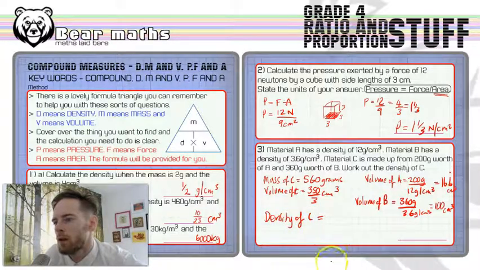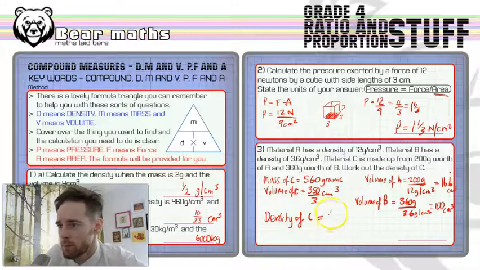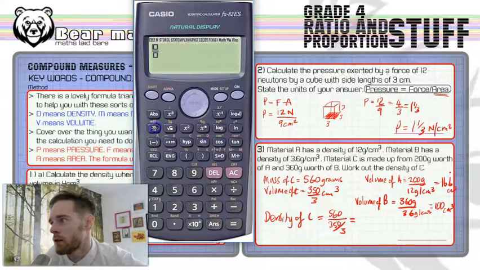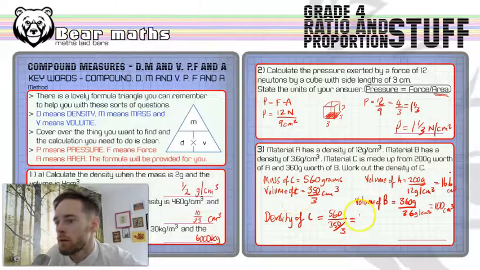Right, now we've got those two things, we can calculate the density of C. So that is going to be mass divided by volume. 560 divided by 350 over 3. I'll just write it down. Divided by 350 over 3. You can type that into the calculator. You just press your fraction button, 560 over, and then that was the last answer I had on the screen, so I'm just going to press answer. It's going to give me 24 over 5.